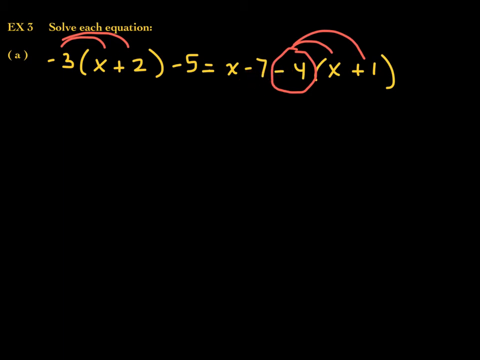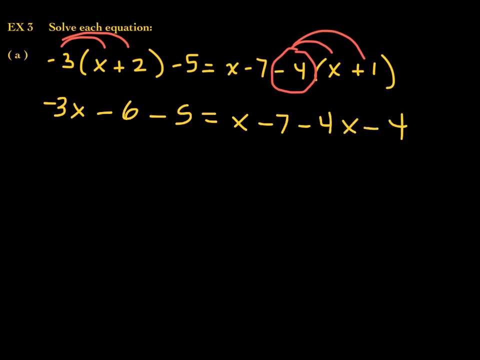Another thing to be careful about: do not distribute negative 3 to the negative 5. You're only distributing negative 3 to the two terms that are inside the parentheses. Okay, so then this becomes what? Negative 3x minus 6 minus 5 is equal to x minus 7 minus 4x minus 4.